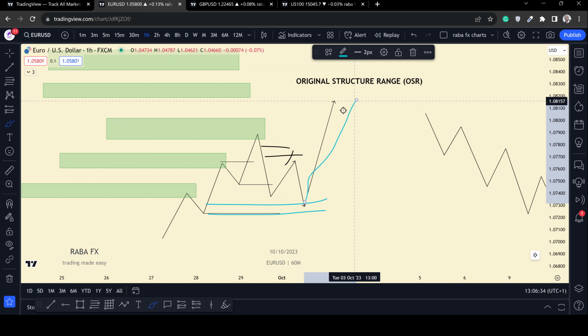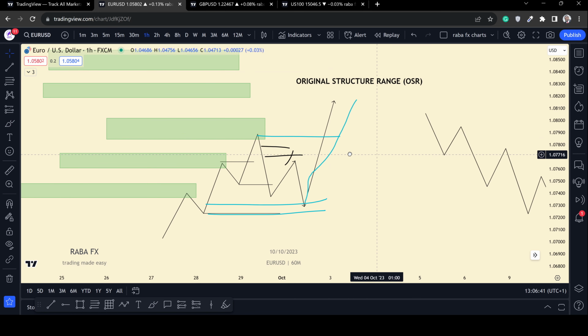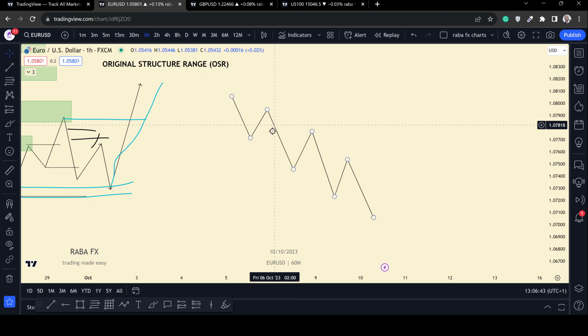We move high, and then taking out this. Same thing applies in the bearish market. Most people call reversal too early.